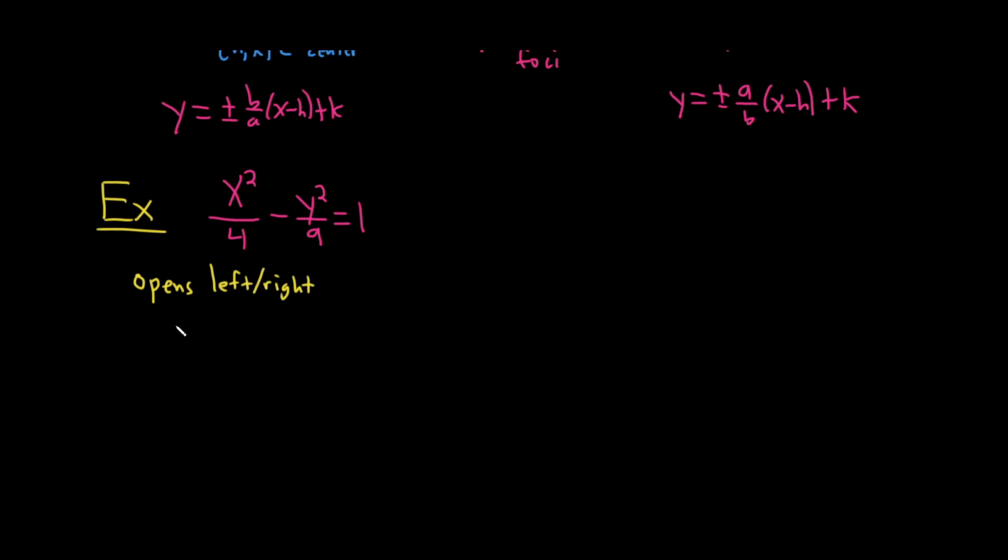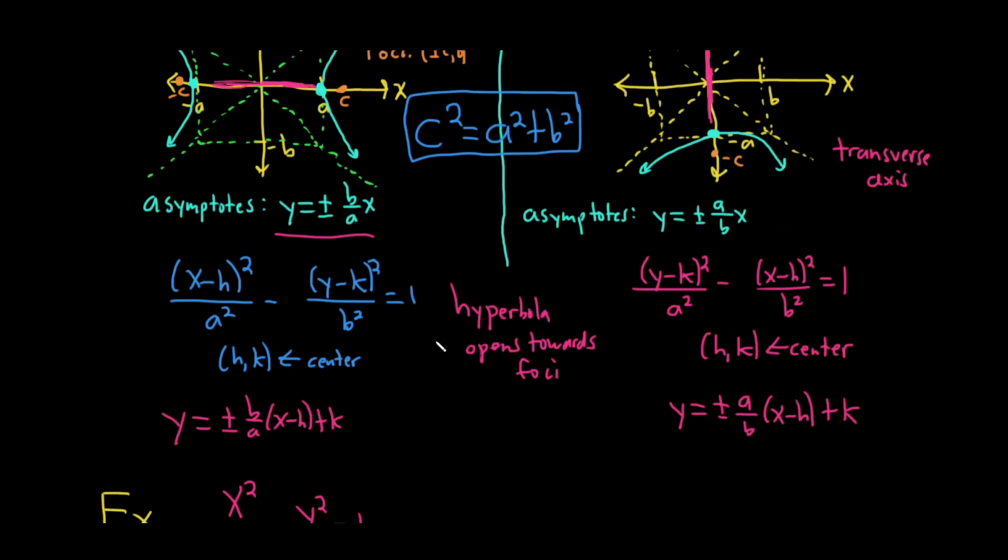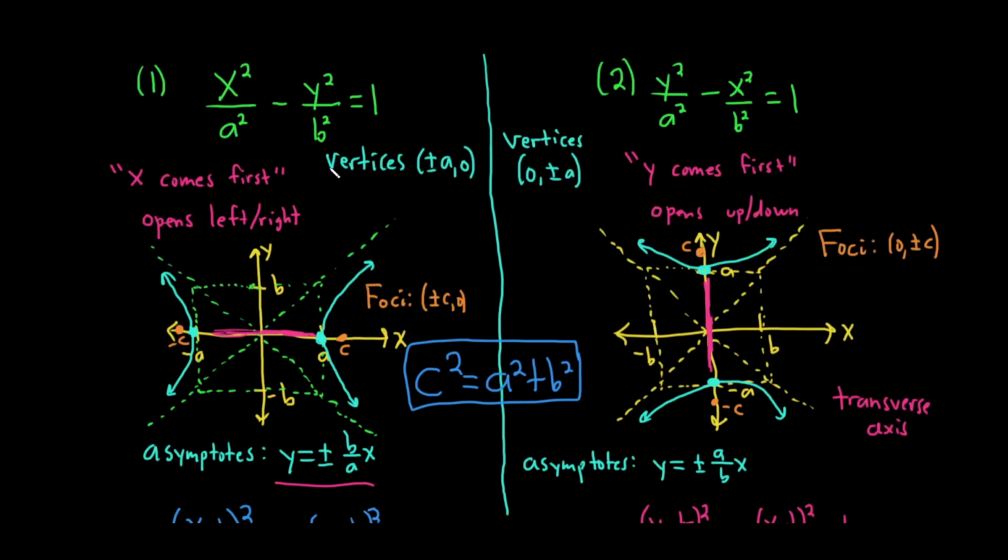And the center here is 0, 0, right? There's no h and there's no k. So the center is 0, 0. And if you go back to the equations, on both you'll notice that the a is always first in both equations. So a is always the square root of whatever comes first.